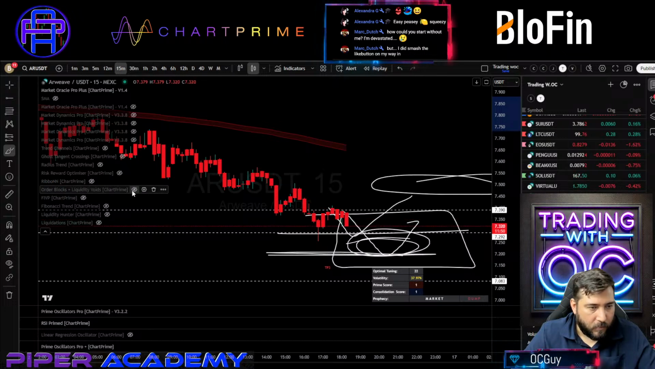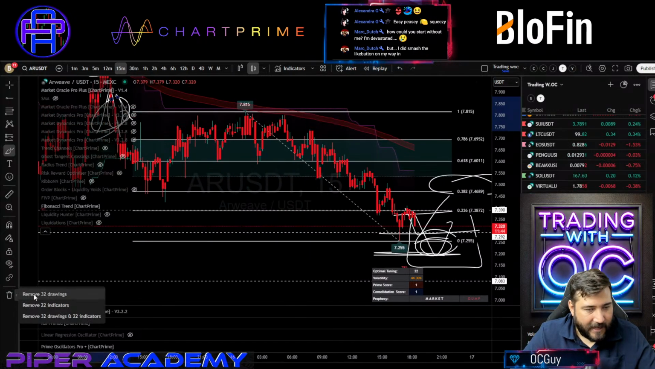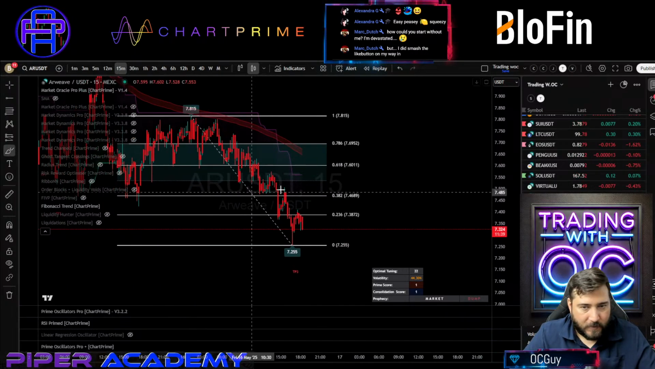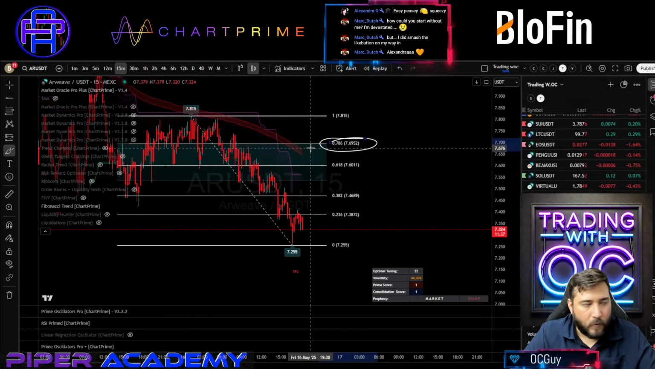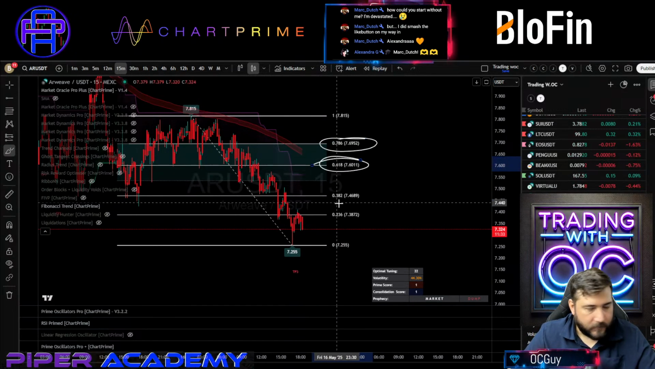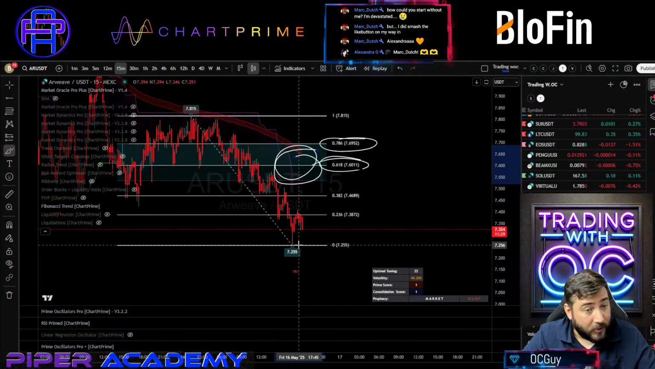That's ribbon, order blocks too far away. If you already have looked at this, and then Fibonacci trend. Let's clean this up for now, all right? This is going to be maybe a retracement. Look at where that 706 is at, and also 618, golden pocket, all right? So those are the big resistance zones where we want to get to.